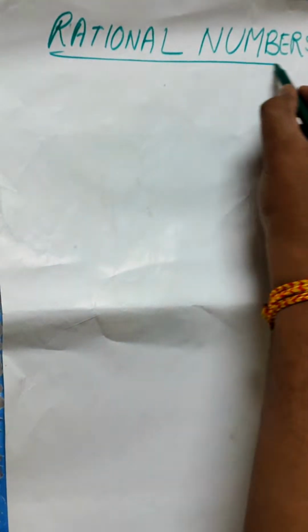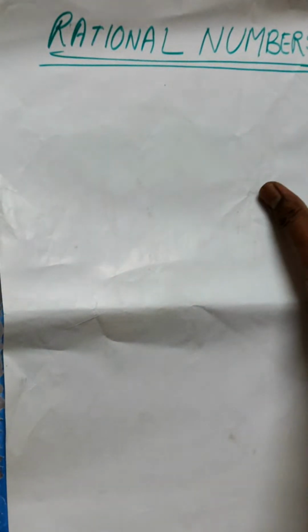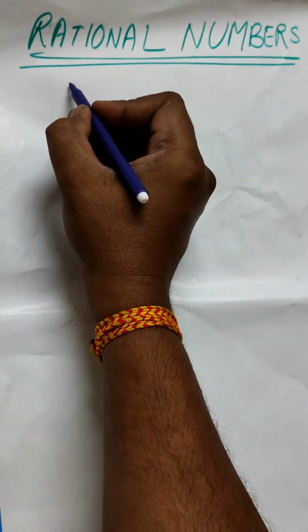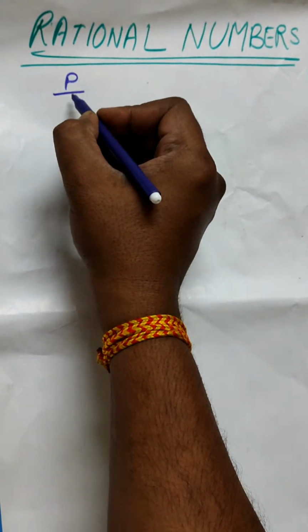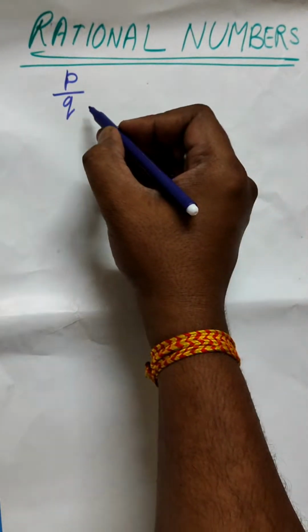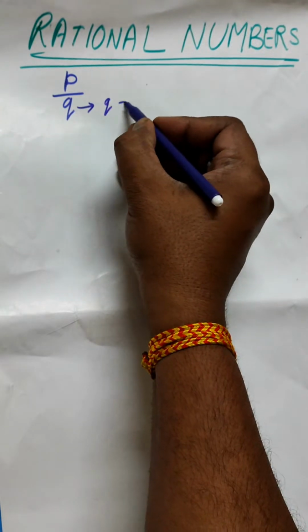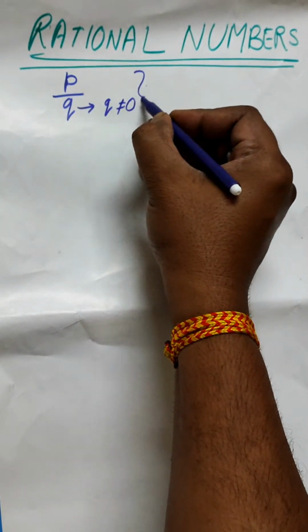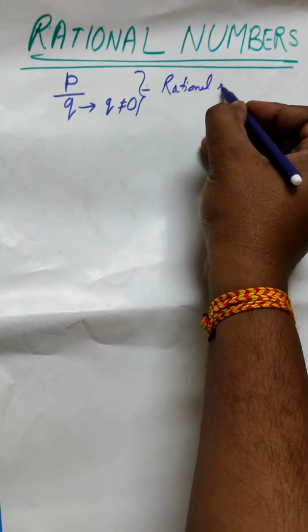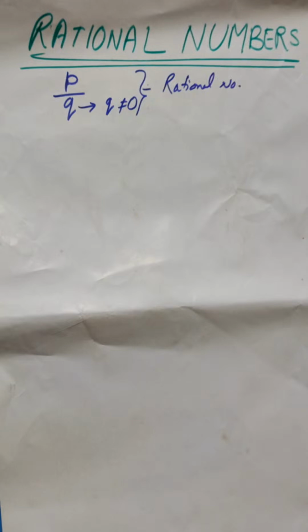Rational numbers. So students, what is a rational number? A rational number is a number which can be represented in the form of p by q, right? If we are representing a number in the form of p by q, and this denominator q is not equal to 0, then this is your rational number, right?